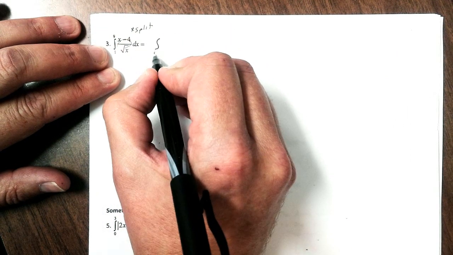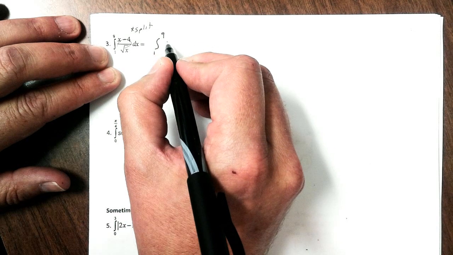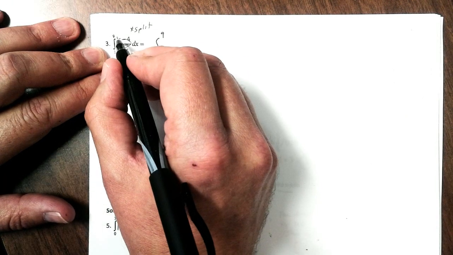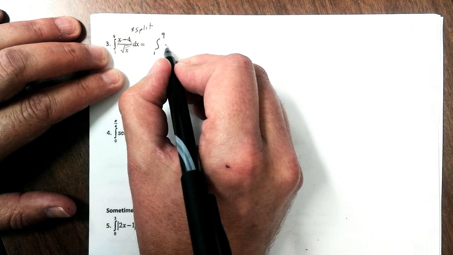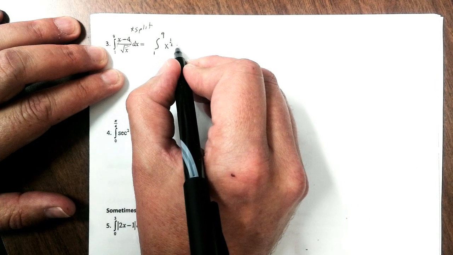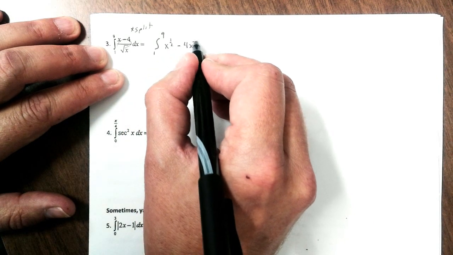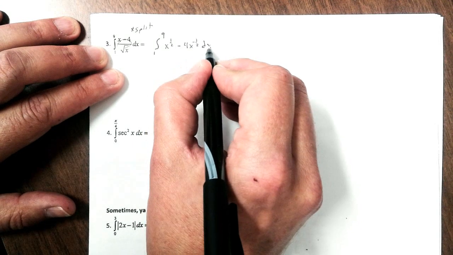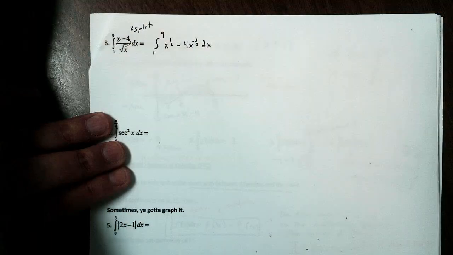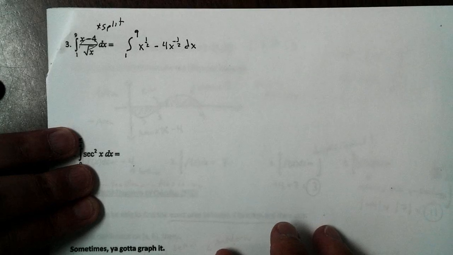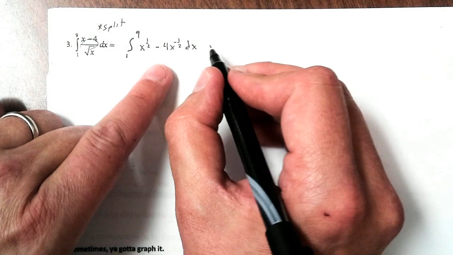I can write this as the area from 1 to 9. This becomes just, if I do the x's, x to the first over x to the 1/2, I get x to the 1/2 minus 4x to the negative 1/2. Don't forget your dx. I haven't integrated yet, so I still need my dx there. And now I can use my power rules.